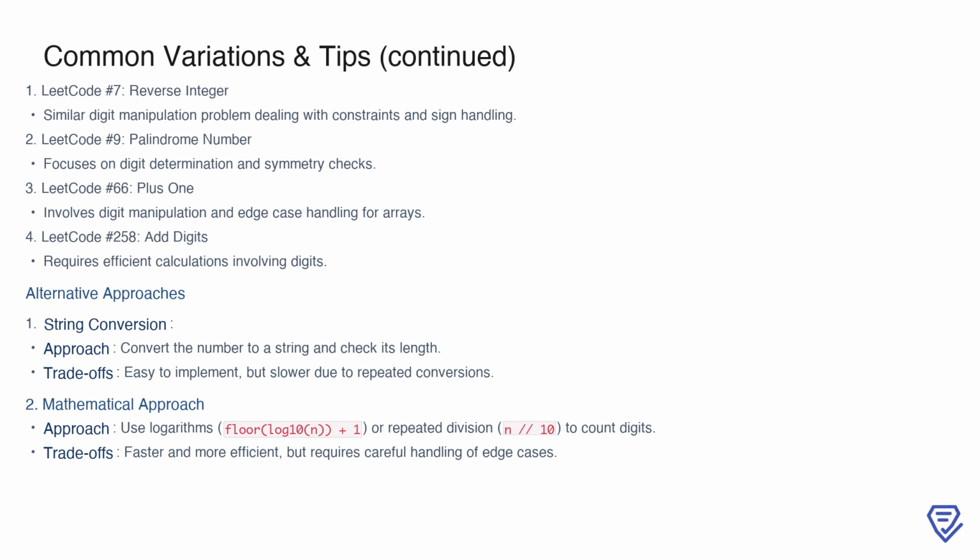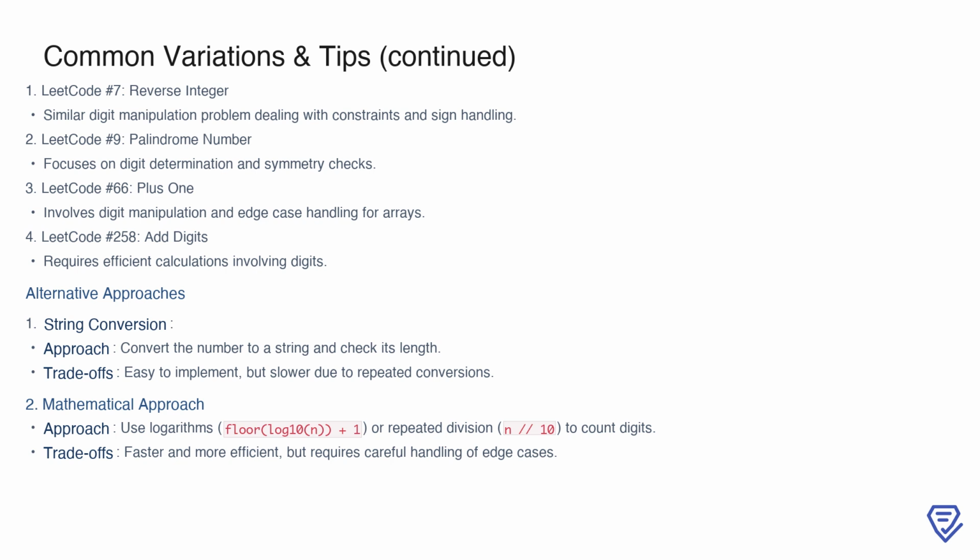Problems like LeetCode number 7, reverse integer, share similarities because they also involve digit manipulation and sign handling. LeetCode number 9, palindrome number, focuses on digit determination and symmetry checks. LeetCode number 66, plus one, deals with digit manipulation in arrays, while LeetCode number 258, add digits, requires efficient digit calculations.